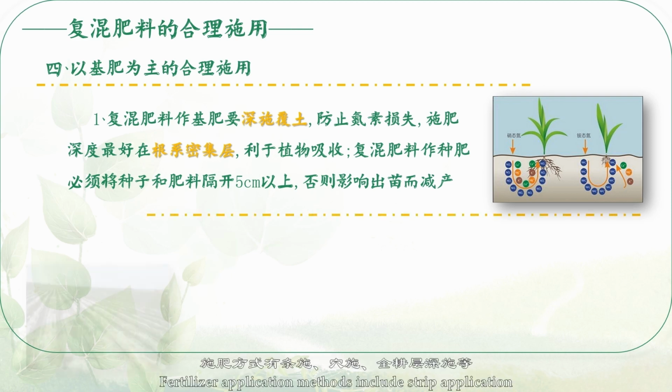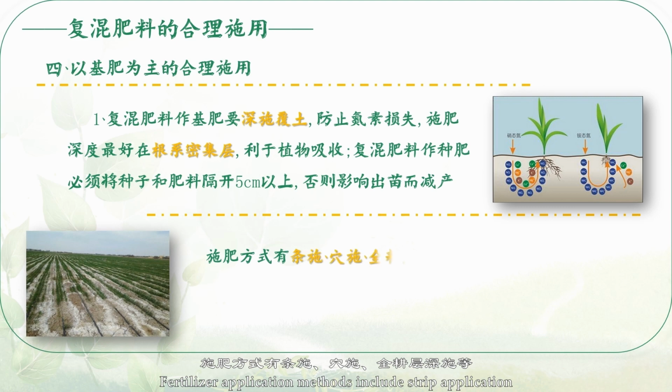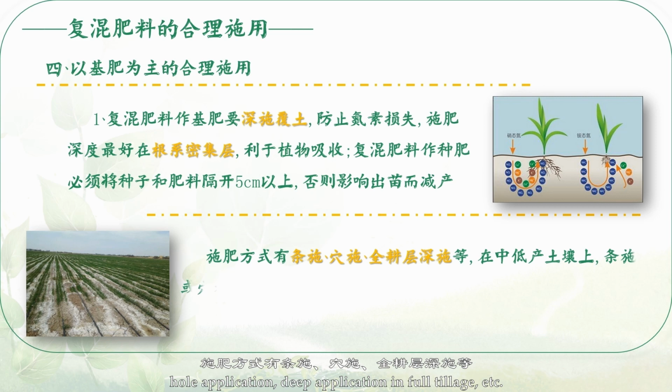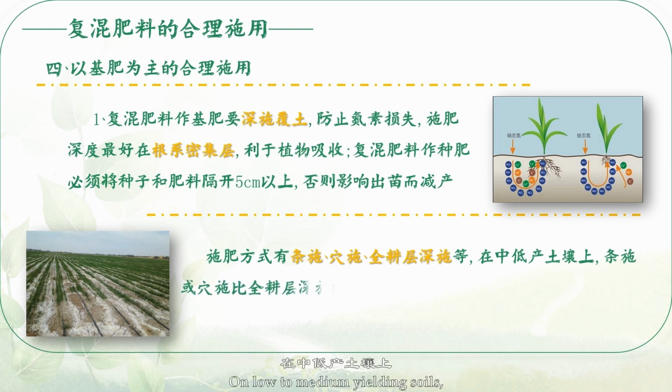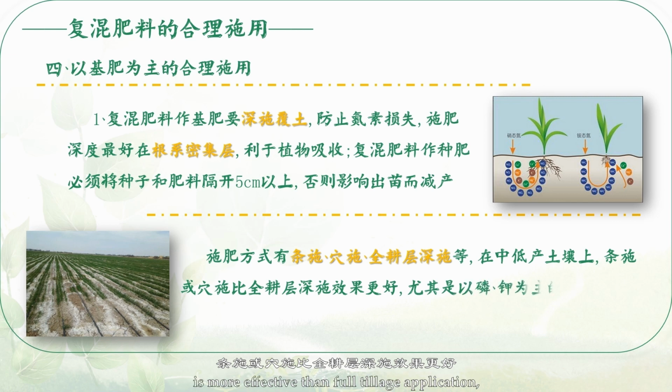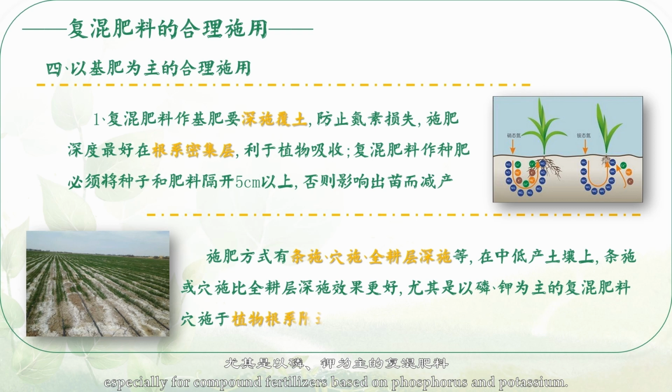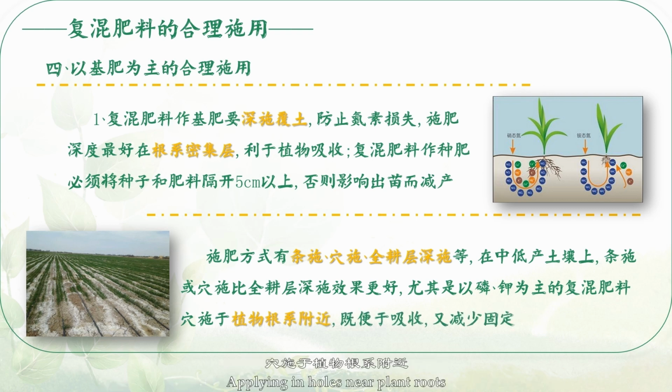Fertilizer application methods include strip application, hole application, deep application in full tillage, etc. On low to medium yielding soils, strip application or hole application is more effective than full tillage application, especially for compound fertilizers based on phosphorus and potassium. Applying in holes near plant roots is both easy to absorb and reduce fixation.